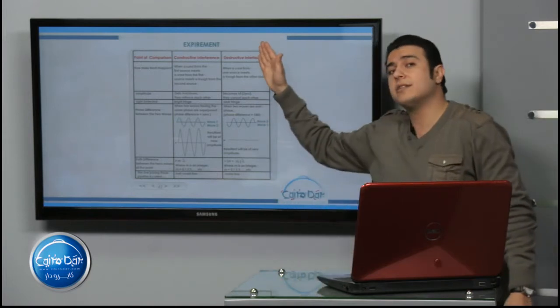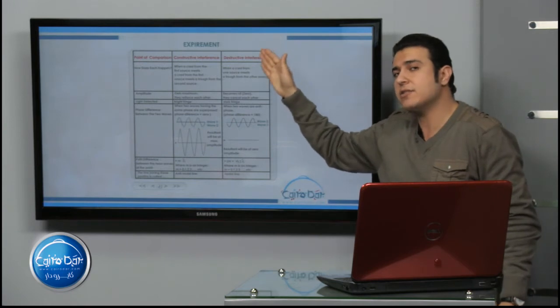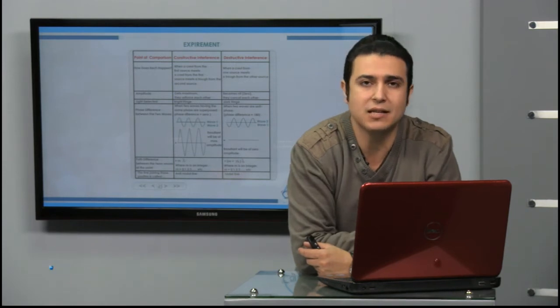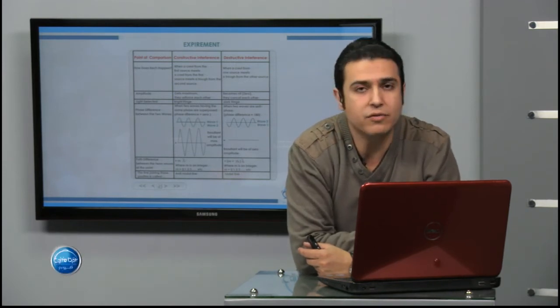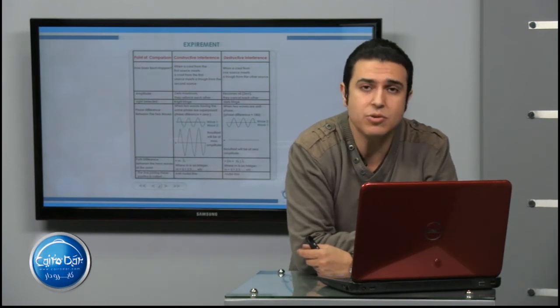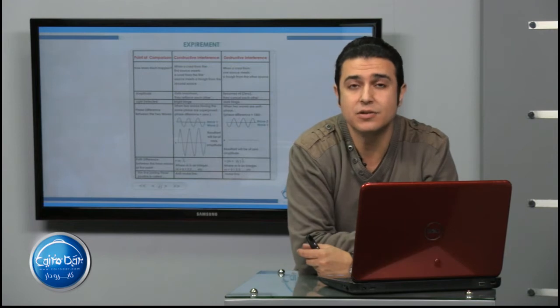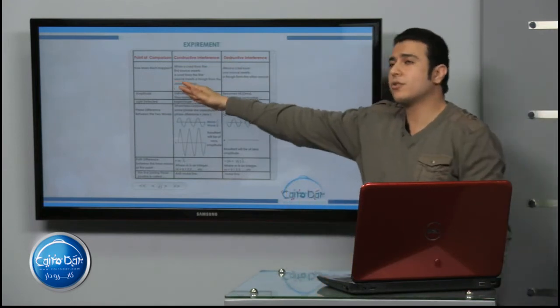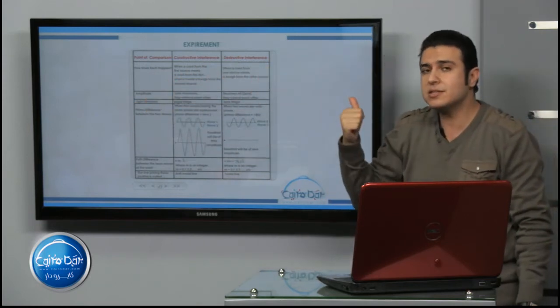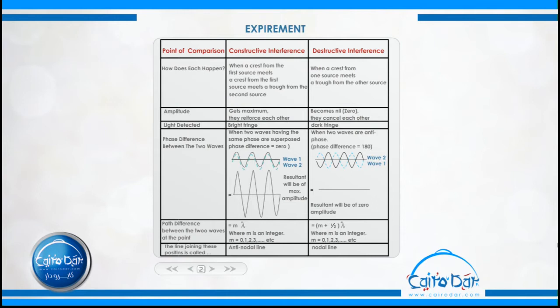But in destructive interference, when a crest from the first source meets a trough from the second source, or vice versa, a trough from the first source meets a crest from the second source, they cancel each other. Zero amplitude, dark fringe. The path difference for constructive interference is m lambda, but the path difference for destructive interference is (m plus half) lambda. Okay, so that's the comparison between constructive interference and destructive interference.